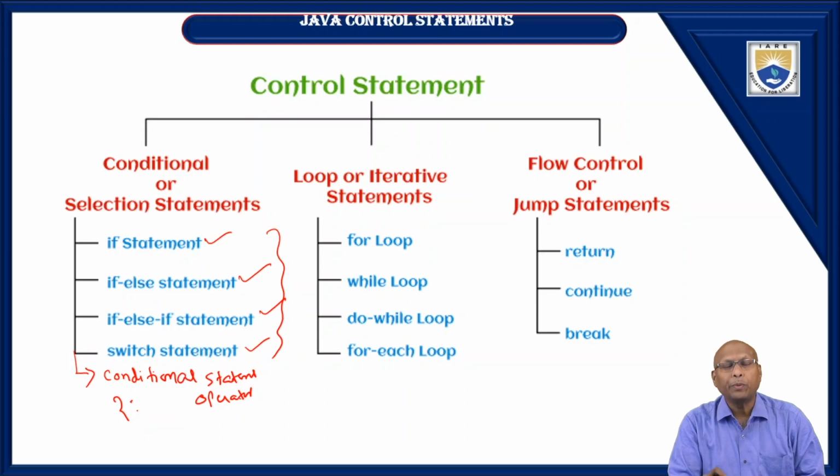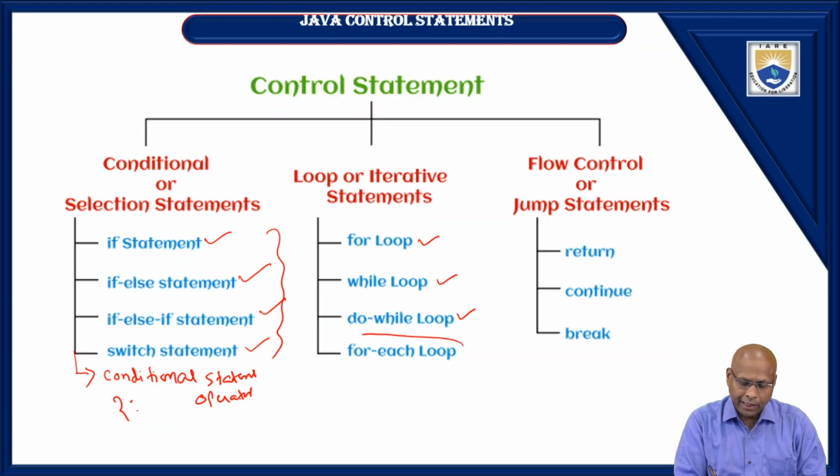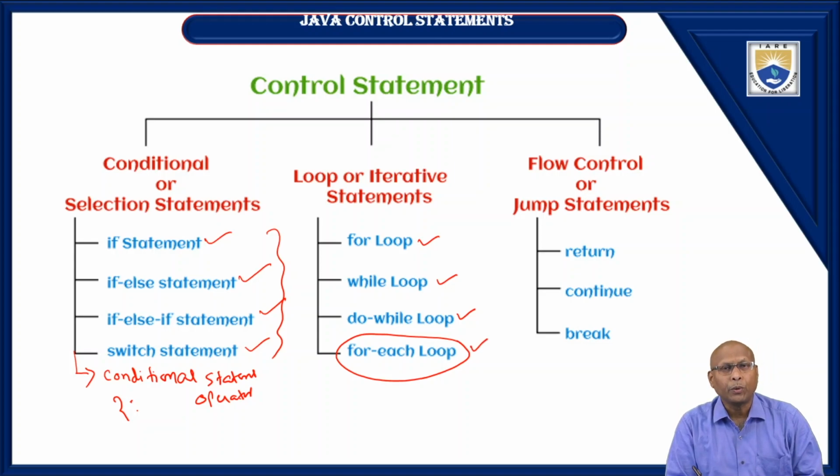And the next one is looping statement. This looping statement is also known as iterative statement. Whenever you want to repeat a set of statements multiple times, you have to use one of the looping statements. First one is for loop, second one is while loop, third one is do while loop, and one more new one which is available especially in Java, that is for each loop. They are the four important varieties of looping statement whenever you want to repeat.